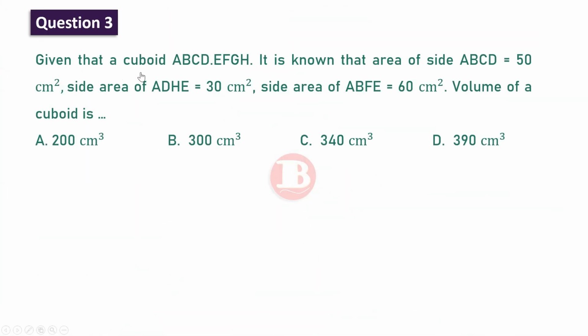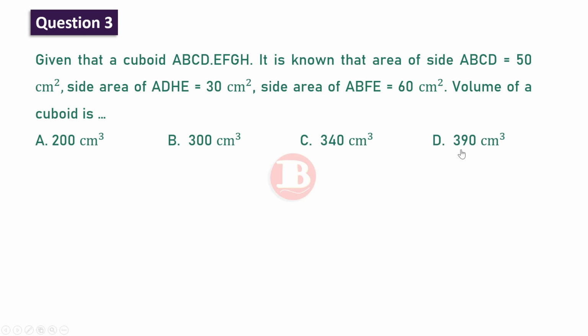Given a cuboid ABCD, EFGH. It is known that the area of side ABCD equals 50 cm squared, the side area of ADHE equals 30 cm squared, and the side area of ABFE equals 60 cm squared. The volume of the cuboid is A. 200 cubic centimeter, B. 300 cubic centimeter, C. 340 cubic centimeter, or D. 390 cubic centimeter.